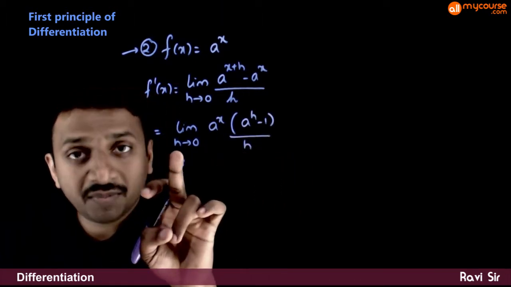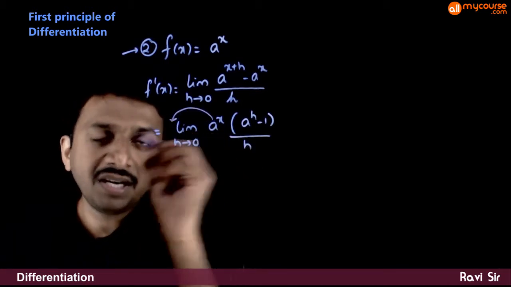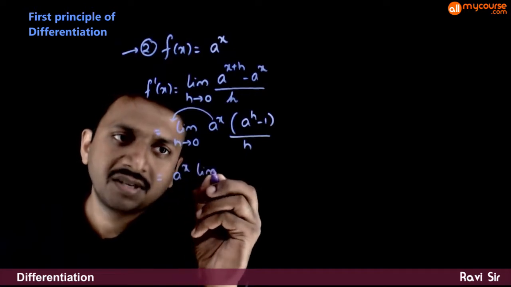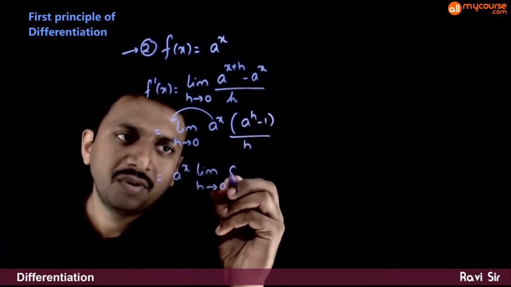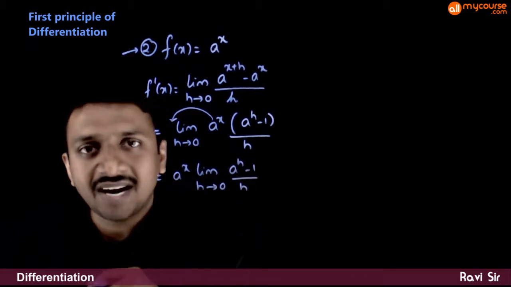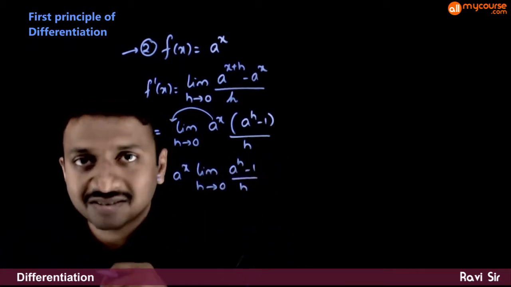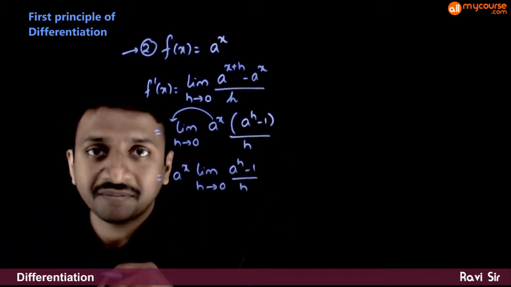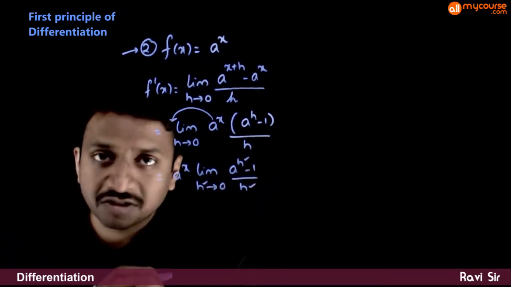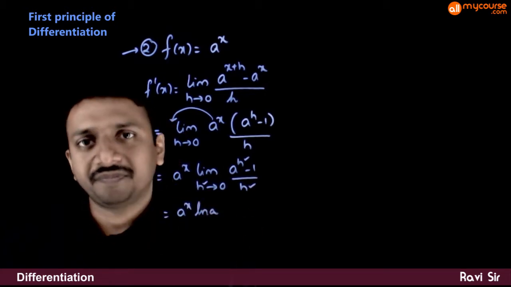So the limit variable is h. x is constant right now, so a^x can be taken out. That is equal to a^x times the limit as h tends to 0 of (a^h minus 1) by h. This is a standard limit: the limit as x tends to 0 of (a^x minus 1) by x is equal to ln a. So as h tends to 0, (a^h minus 1) by h, the limit is nothing but ln a.